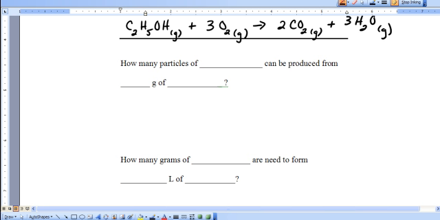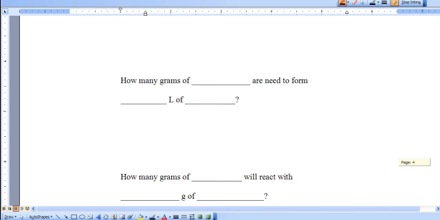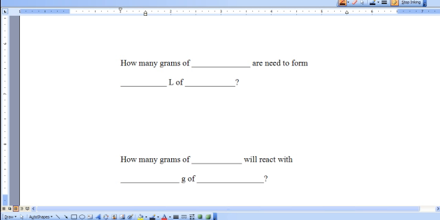And here are the questions that I want you to answer using that balanced equation. How many particles of carbon dioxide, CO2, can be produced from 20 grams of oxygen? And the next question, how many grams of C2H5OH, or ethyl alcohol, are needed to form, let's say, 1.50 liters of water vapor? And finally, how many grams of oxygen will react with 50 grams of the ethyl alcohol, or the ethanol?